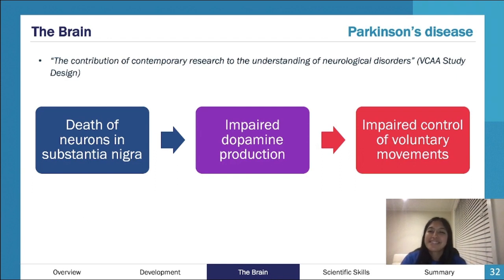Okay, again, a bit of a wishy-washy dot point: the contribution of contemporary research to the understanding of neurological disorders. The example we'll talk about in this lecture is Parkinson's disease, but you can imagine there are a lot of other neurological disorders, Alzheimer's, for example. The point of this study design dot point is to make you aware of how contemporary, so modern, recent research, allows us to understand this sort of stuff.